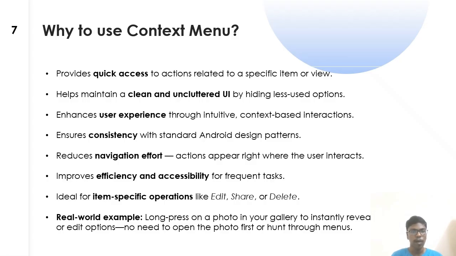It is ideal for item-specific operations like edit, share, delete. One of the real-world examples is long press on a photo in your gallery to instantly reveal edit options. No need to open the photo first or hunt through menus. Now let's explore how users actually trigger these context menus and what comprises their structure.